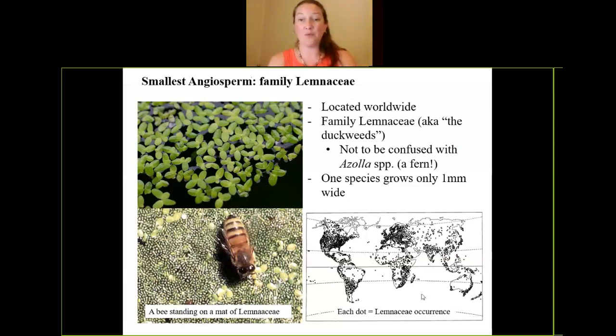And you can see it has a worldwide occurrence. So on the bottom right here, you have a map showing all of the occurrence data of plants in the Lemnaceae family. And they're pretty much everywhere. A lot of that has to do with their popularity in the aquarium trade, but also the fact that it can get easily stuck to boats and get vectored by bilge water, right? Like a boat takes water in at one location and it could have Lemnaceae in it and put it somewhere else. But anyway, smallest angiosperm.